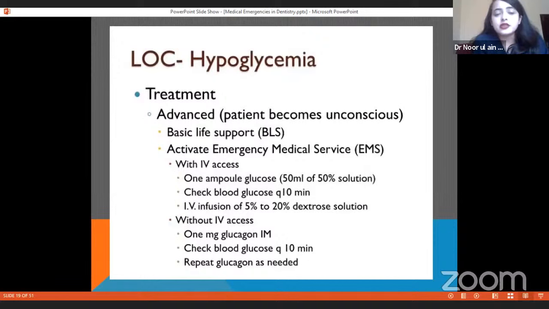In the treatment of advanced stages of hypoglycemia, the patient becomes unconscious, and that is something to worry about. So we'll give basic life support, right? We'll activate the emergency medical service with IV access, and 1 ampule of glucose will be given, that is 50 milliliters of 50% solution. We'll check blood glucose at intervals. IV infusion of 5% to 20% dextrose solution will be given. Without IV access, we'll give 1 milligram glucagon intramuscularly. We'll check the blood glucose level and repeat glucagon as needed.